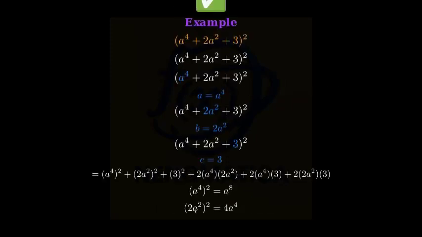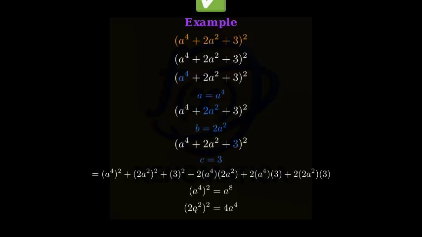For our second example, we need to square the expression a to the 4th power plus 2a squared plus 3. Let's identify the terms. a equals a to the 4th power, b equals 2a squared, and c equals 3. Just like before, we'll apply the rule for squaring a polynomial. So our expansion is a squared plus b squared plus c squared, plus 2 times a times b, plus 2 times a times c, plus 2 times b times c.